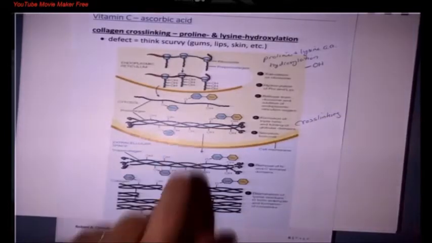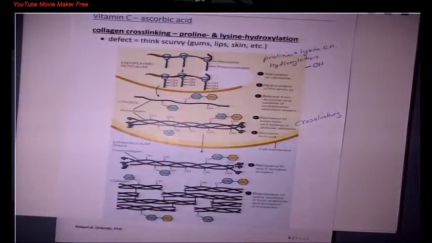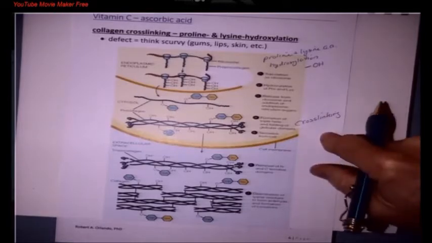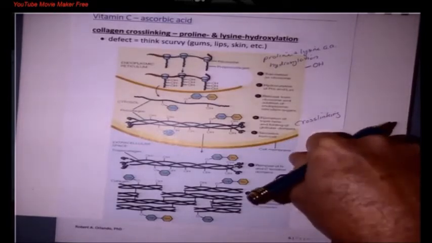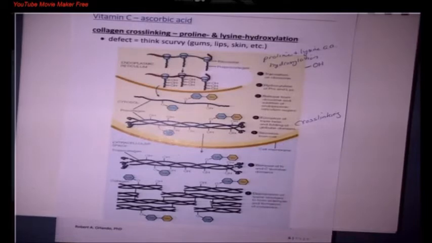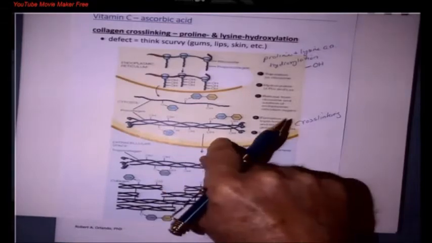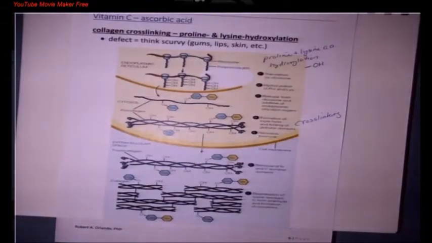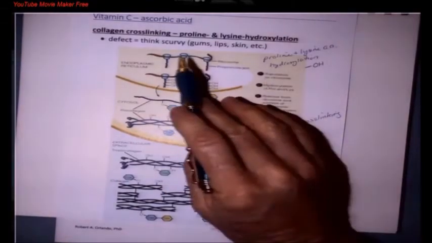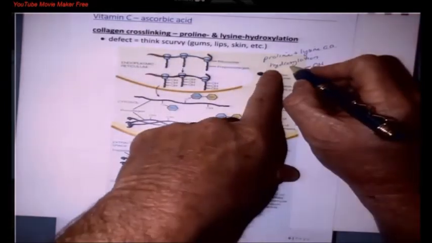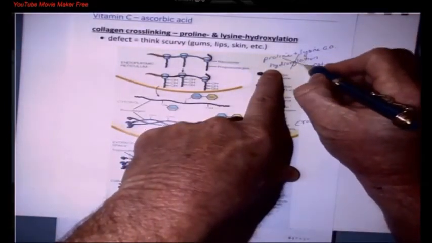And the cross-linking is simply mostly lysine residues that are deaminated, and we're creating aldehyde groups. And these aldehyde groups from the 2 different chains will cross-link, and this gives a nice, strong tensile structure of collagen. So if you have a deficiency in vitamin C, this hydroxylation reaction is going to be compromised.